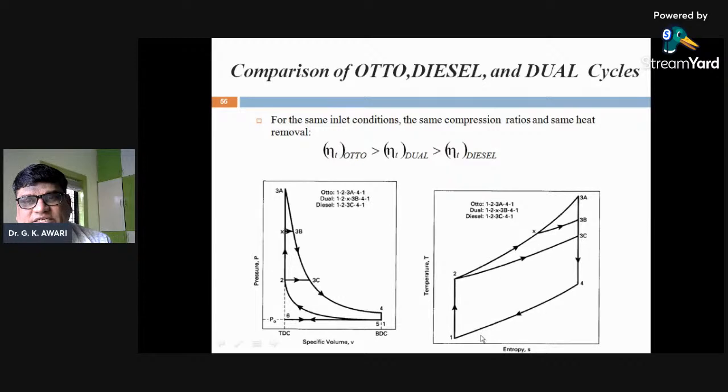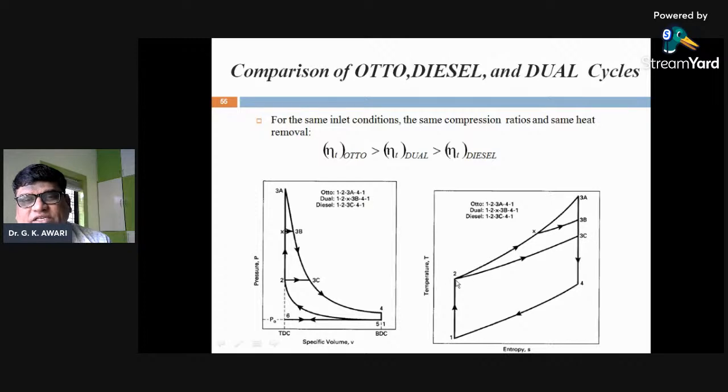Same is the case in the temperature-entropy diagram. Here 1 to 2 is there. Then 2 to 3 is for the Otto cycle. Then 2 to x and x to 3b, 3b to 4 is for the dual fuel cycle. And here 2 to 3a is the Otto cycle. And what is the diesel cycle? 2 to 3c is nothing but the diesel cycle.